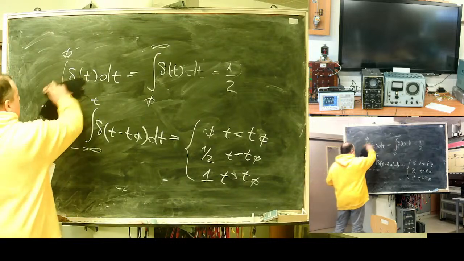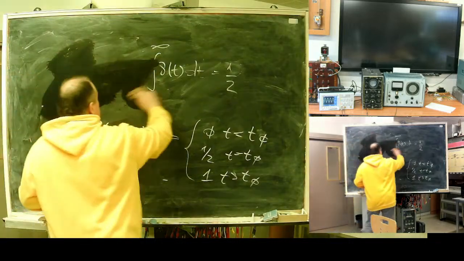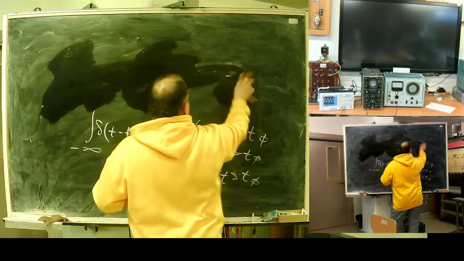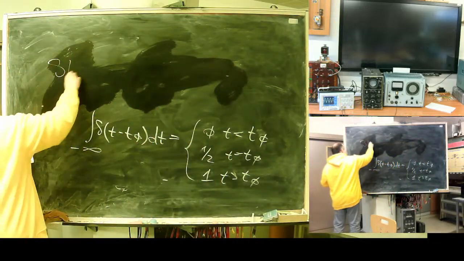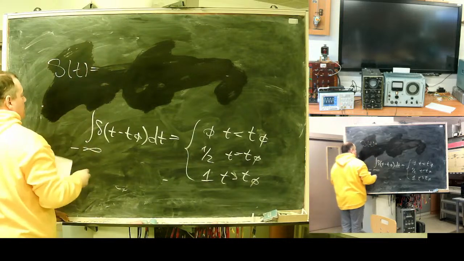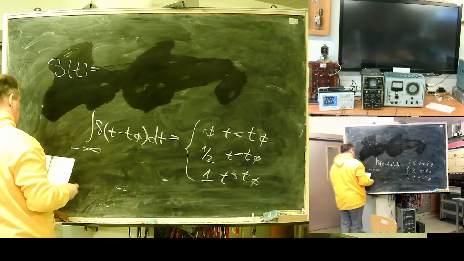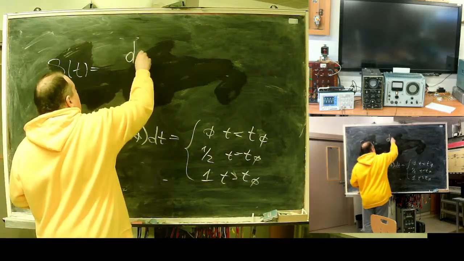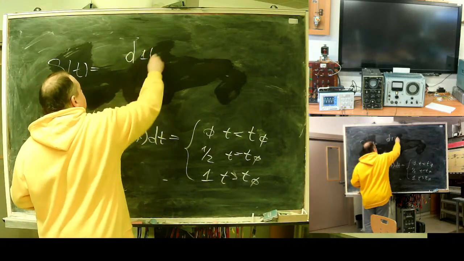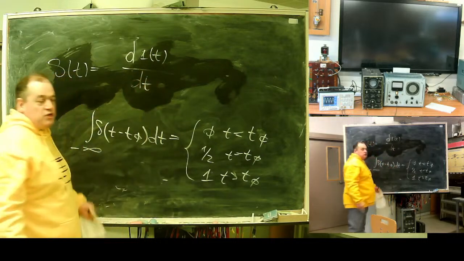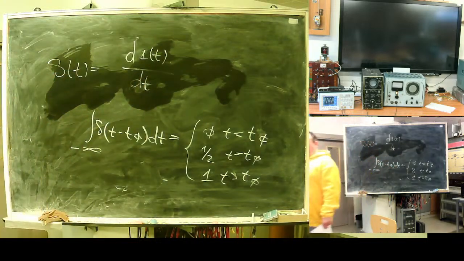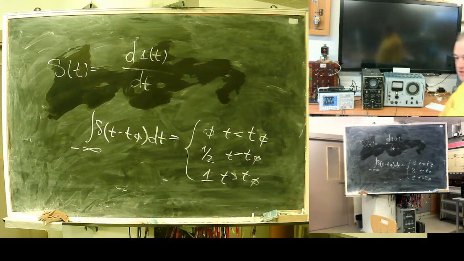This clearly shows us that the delta function can be assumed as a derivative of the switch-on function. Ideal switch-on occurs infinitely fast.